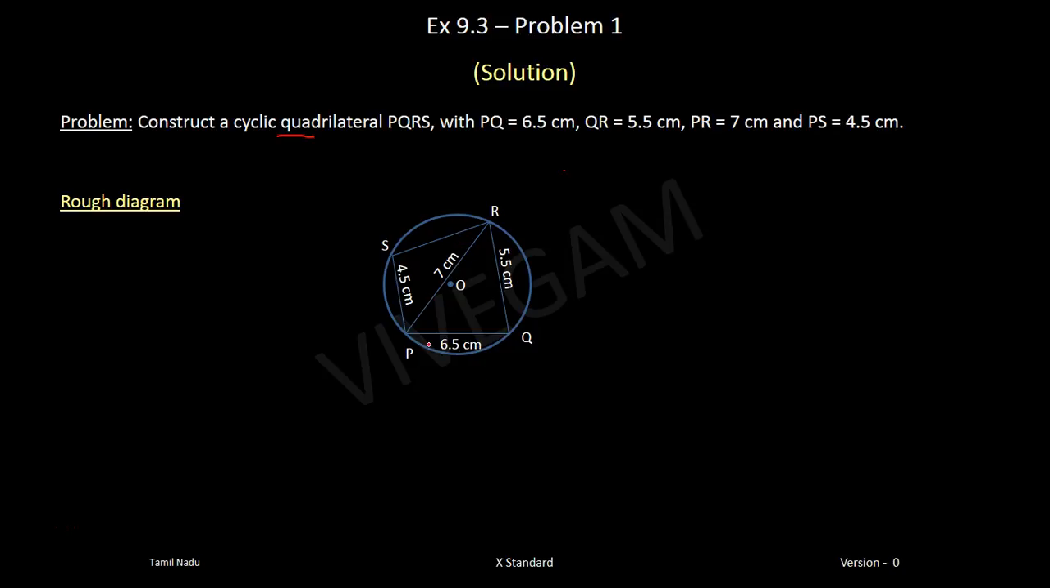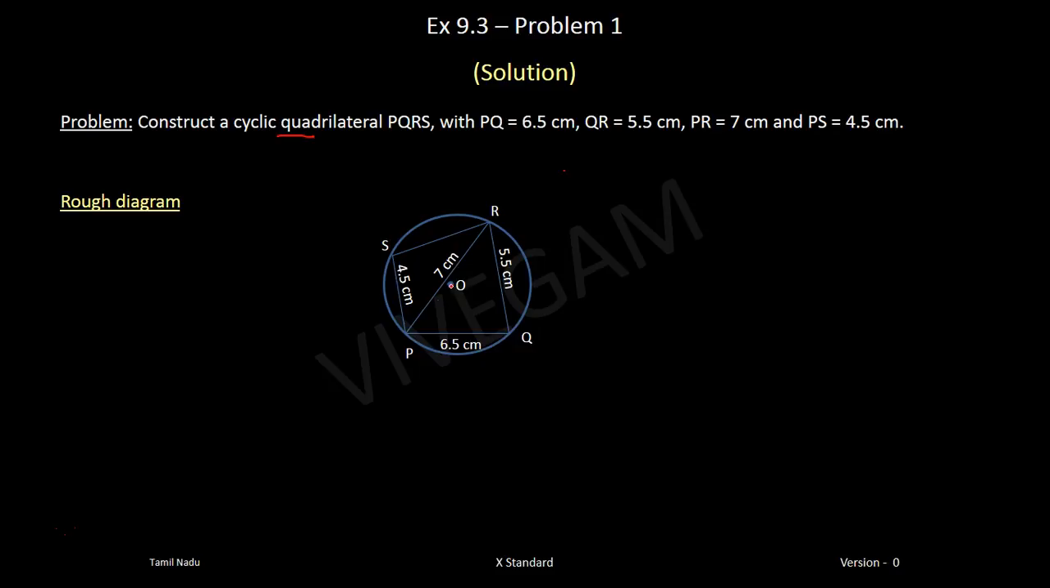In this case, we first need to draw the line PQ of length 6.5 centimeter. Then they have told us QR is 5.5 centimeter. So with Q as a center and radius of 5.5 centimeter, we draw an arc. And with P as a center and radius of 7 centimeter, we draw one more arc. These two arcs will intersect at this point R, and that is the third point of the quadrilateral.